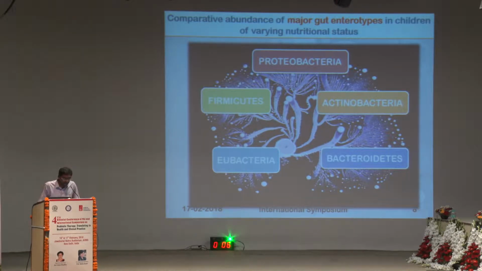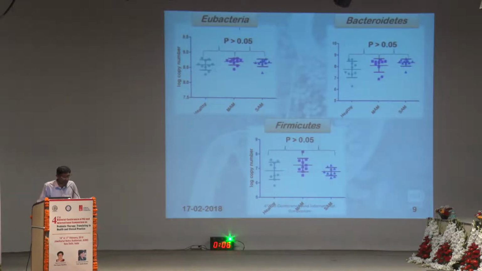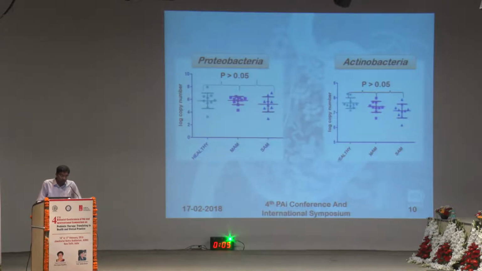For the comparative abundance of the major gut enterotypes, that is of proteobacteria, actinobacteria, bacteroids, firmicutes, eubacteria, we could find the following trends. In the eubacteria and bacteroids phyla, we could find a non-significant increase in the abundance with a decline in the nutritional status. For the firmicutes phyla, we recorded no significant increase or decrease with the decline in the nutritional status. For the proteobacteria and actinobacteria phyla, we observed a non-significant lowered abundance with a decline in the nutritional status.